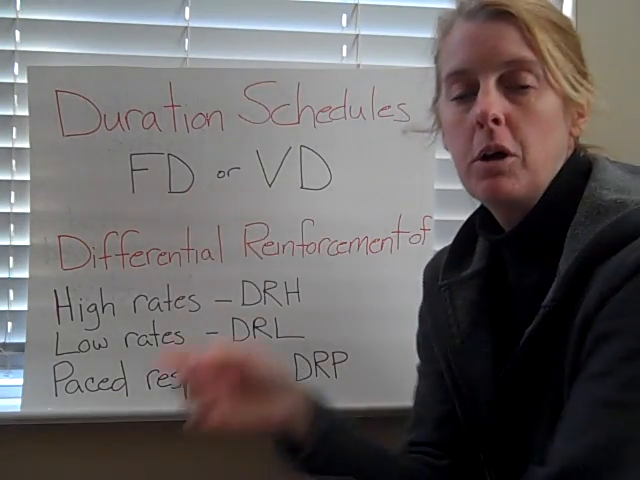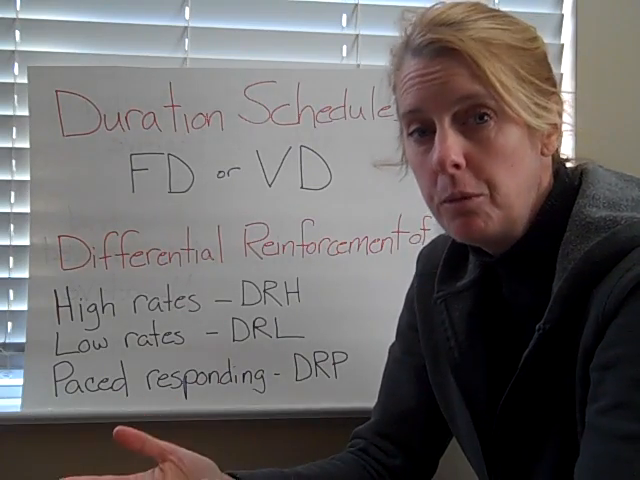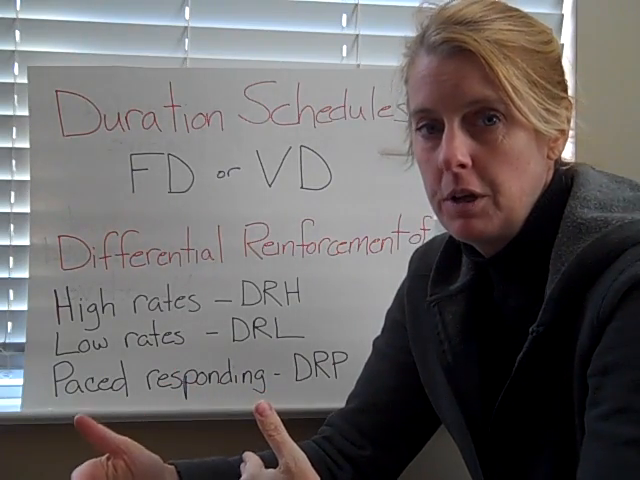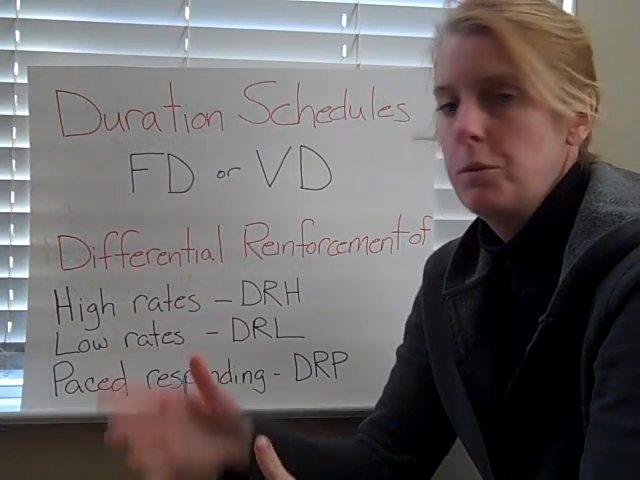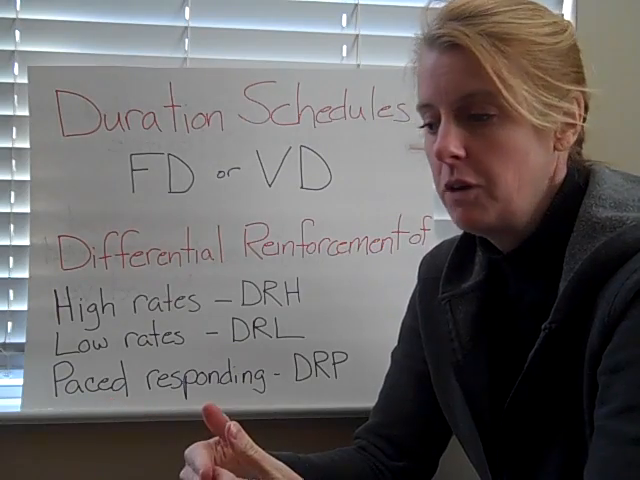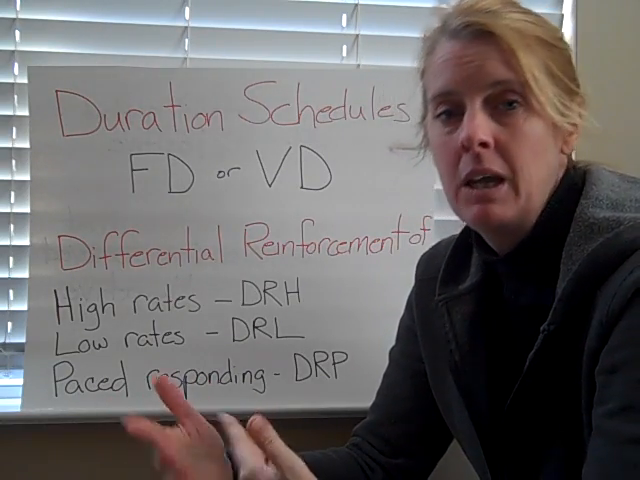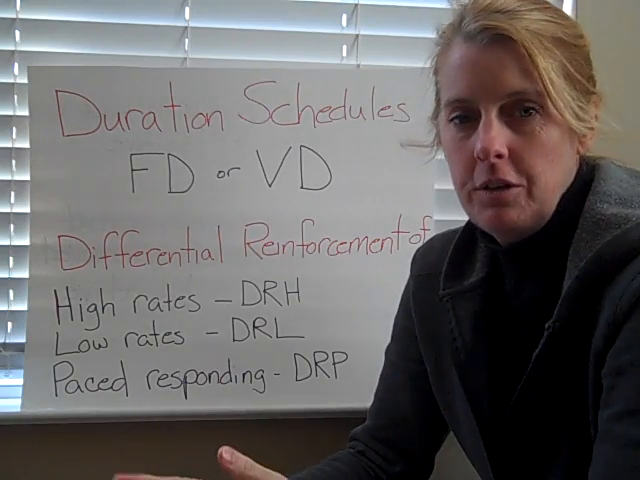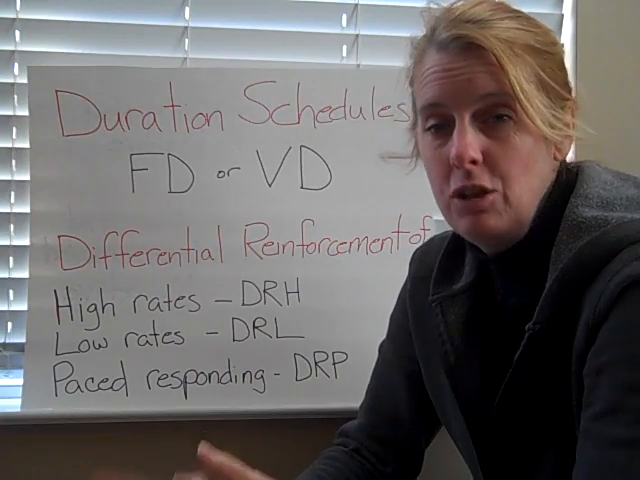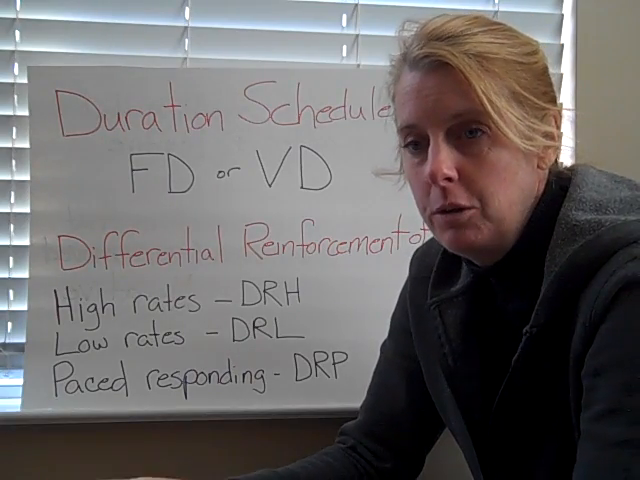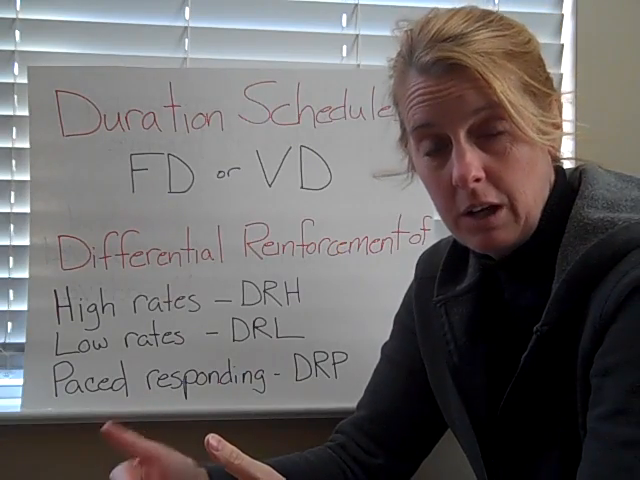Okay, so the first 2 are called duration schedules, and what that means is you actually have to do the behavior for a certain duration before you get your reinforcement or your punishment. The first would be FD, fixed duration, so you have to persist for a certain amount of time doing the behavior the entire time. So this might be if your parent says, you have to practice the piano for 30 minutes. And you can't just sit there for 30 minutes and then do a little bit at the end. You have to actually do 30 minutes of behavior in order to get your reinforcement.